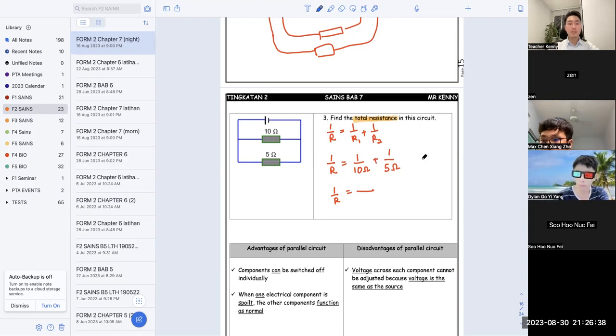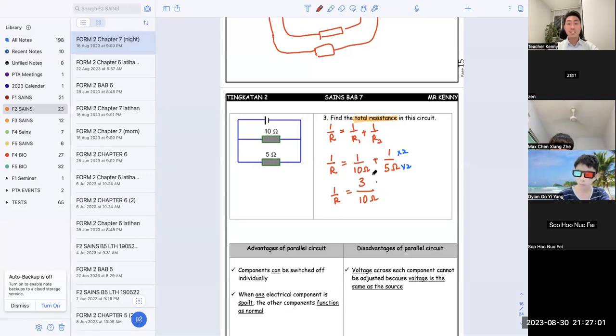Is it 3 over 10? Am I correct? Times 2, times 2, because I want to make the denominator the same. So down there will be 10 ohm. What's up there? 1 plus 2. So 3. Agree? Correct? So what is my resistance?